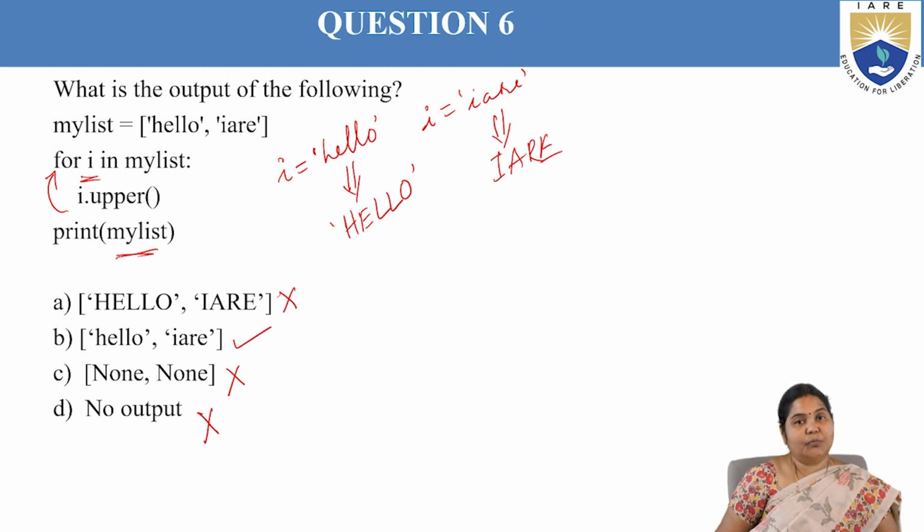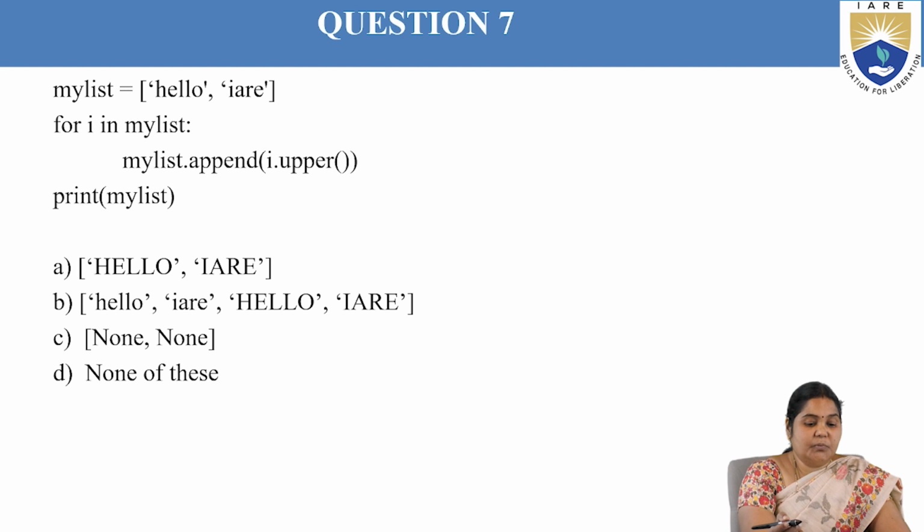Okay. Now let us move on to the next question. My list is containing 2 strings, hello and IARE. There is a for loop, for i in my list, my list dot append i dot upper. So the first time i is equal to hello. You are converting into uppercase, so it is capital hello, and you are appending this to the original list.